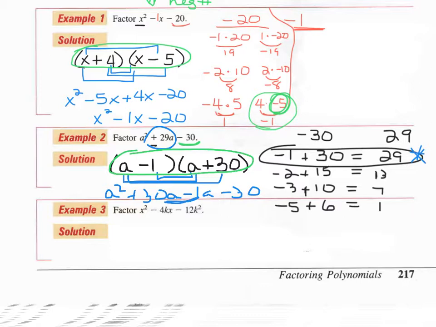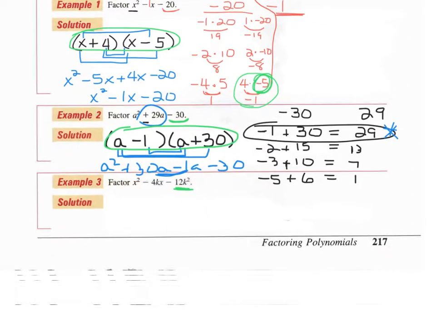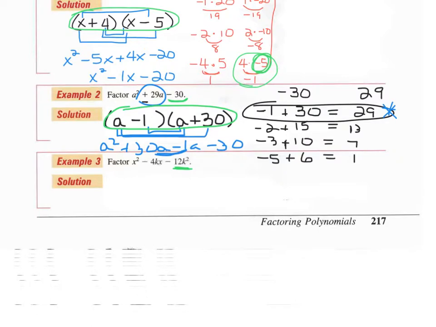Let's try example 3. Again, this time, notice there's a K squared here at the end. We're still only worried about the factors of -12 that will add to give me -4. Just remember, when you put them in your binomials, it's going to have a K at the end of the number.